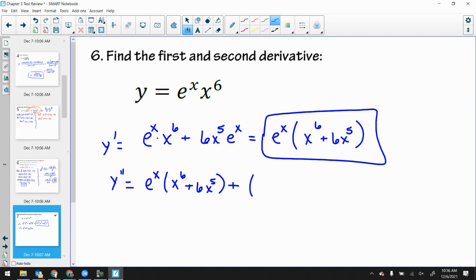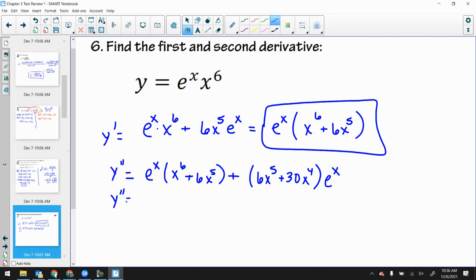So g prime, 6x to the 5th plus 30x to the 4th, times the original e to the x. And again, what I can do here is factor out the e to the x. So y double prime is e to the x, and then we can reduce by adding these things together. It's x to the 6th plus 12x to the 5th plus 30x to the 4th.